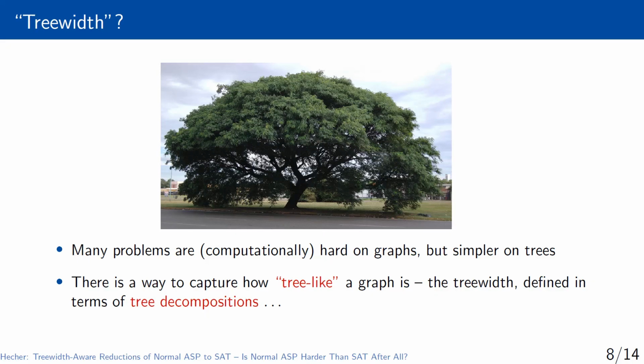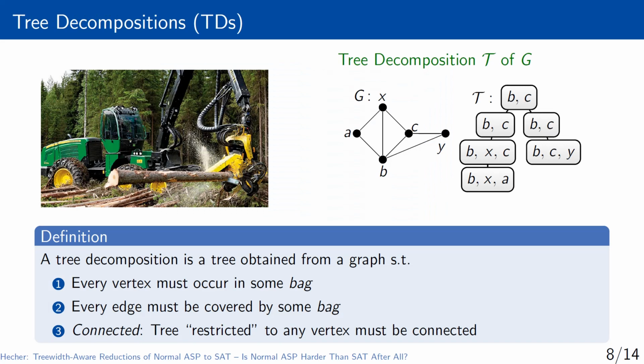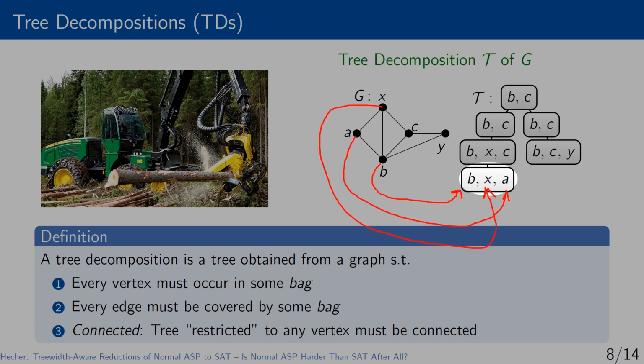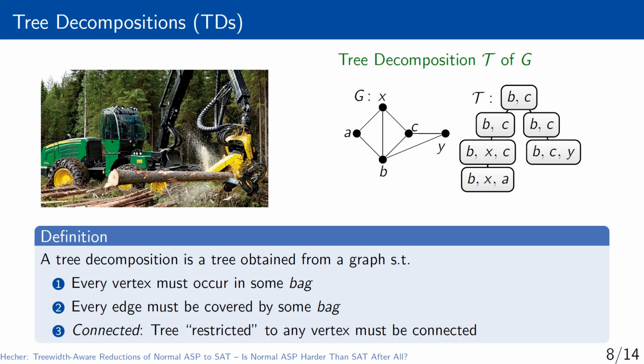So let's now come back to this tree width, or this measure of tree likeness of a graph. Well, in fact, tree width can be defined in terms of tree decompositions. A tree decomposition of a given graph is an arrangement of the graph into a tree, where each node of the tree, referred to as bag, gets assigned certain vertices of the graph. This has to be done in such a way that the following three properties are satisfied.